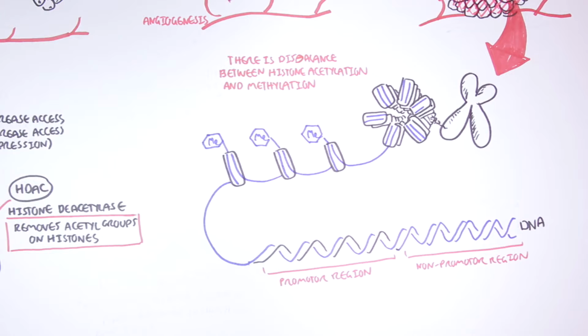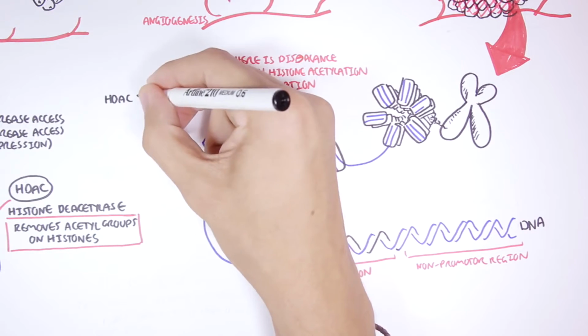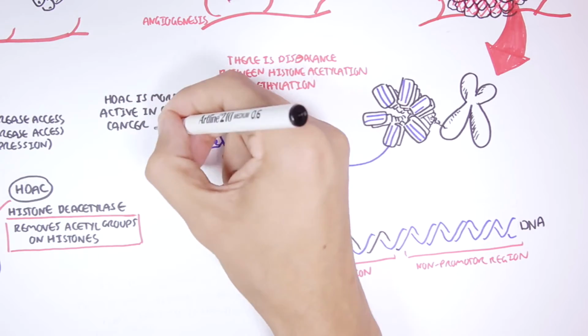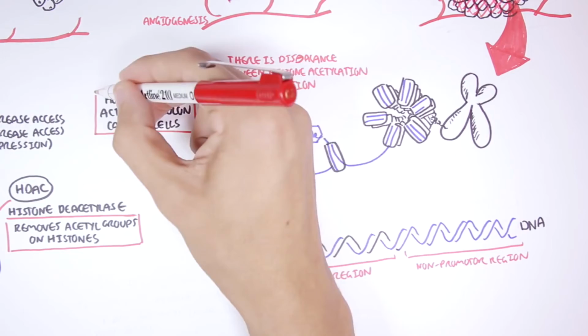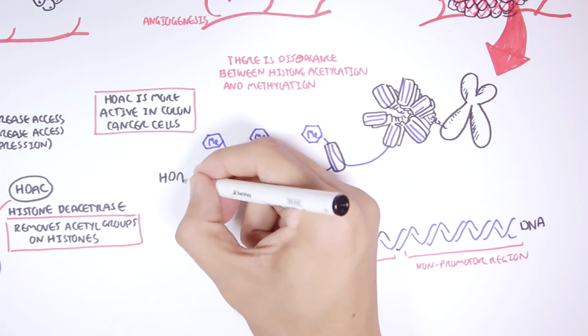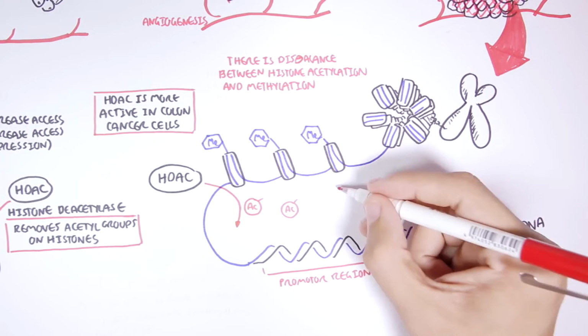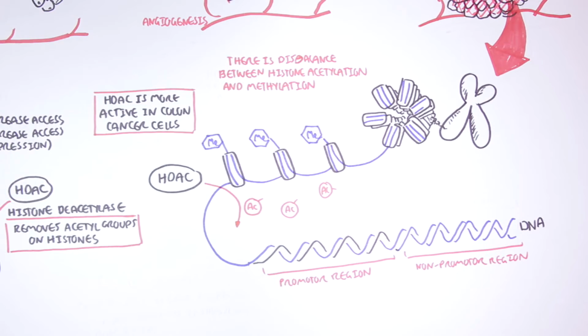One reason why we see more methylation is because of HDAC, the enzyme, which appeared to be more active in colon cancer cells. So here, HDAC is removing all the acetyl groups on histones, resulting in more methylated histones.